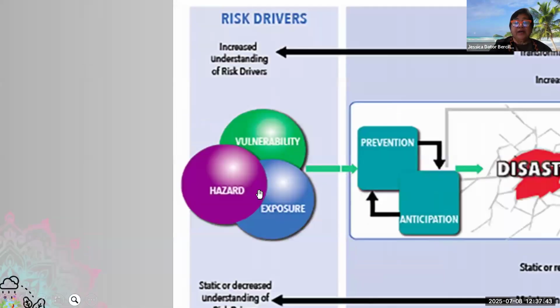So we begin with first the need to understand. And this is part of the capacity that we need to develop. We need to understand our risks. And that is what the Sendai Framework on Disaster Risk Reduction is saying, as well as the Paris Agreement. We really need to understand the risks that we're facing, the hazard, exposure, and vulnerability. But we also need to understand how these risks are related to our capacities.